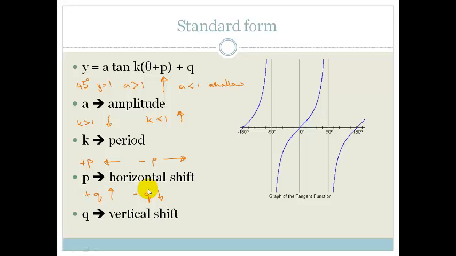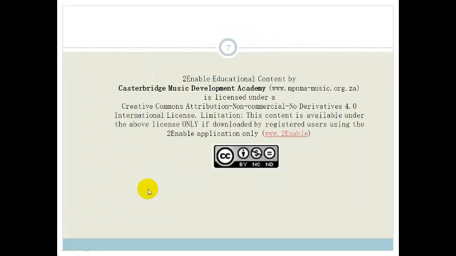And as I've said in the previous lessons, grade 11s, you need to not only be able to draw a graph that's been manipulated and changed, you also need to be able to identify what the changes are and work out the variables like a, k, p, and q. Right, please go practice, then do the assessment at the end of the section.